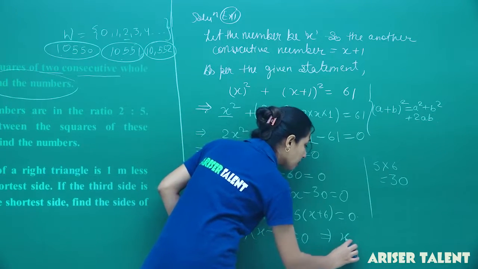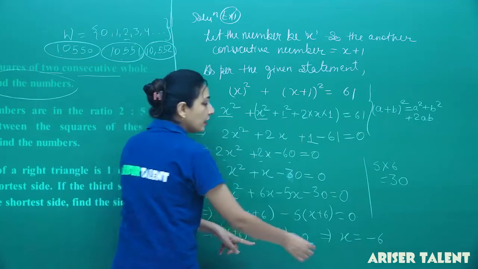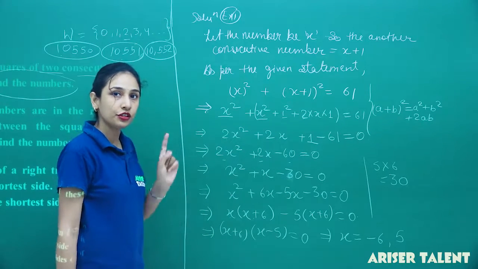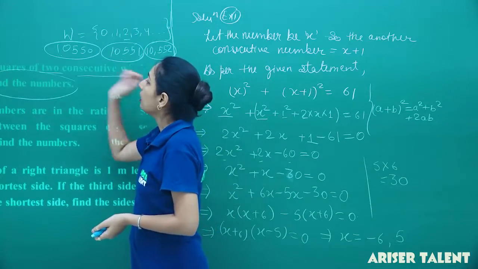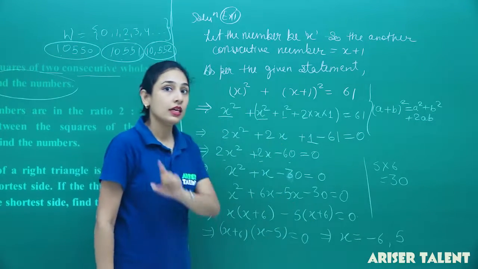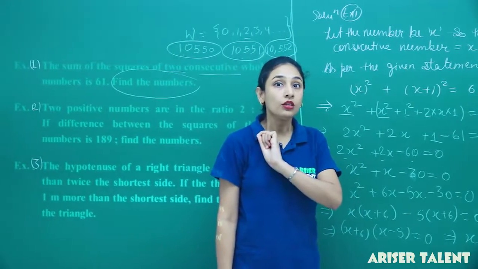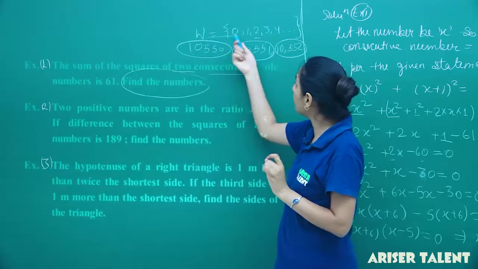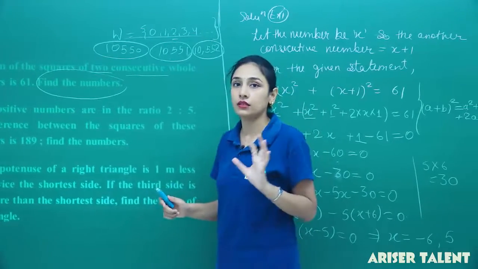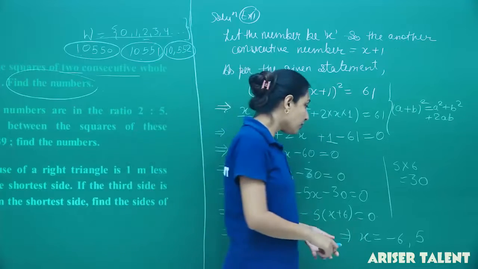Implies that x equals to, from this you get minus 6 here, and from this you get plus 5 here. Now in the question we have asked about the squares of two consecutive whole numbers. Now minus 6 is not a whole number. It's a negative integer. And I have specified whole numbers here: 0, 1, 2, 3, 4, 5, 6, 7, 8. So minus 6 cannot be the answer. So what will remain? Remaining is only 5. So your answer will be 5.